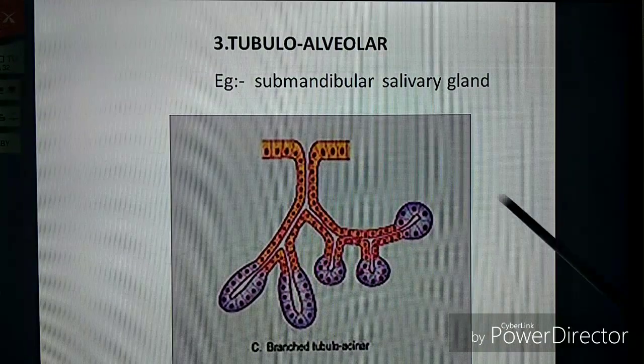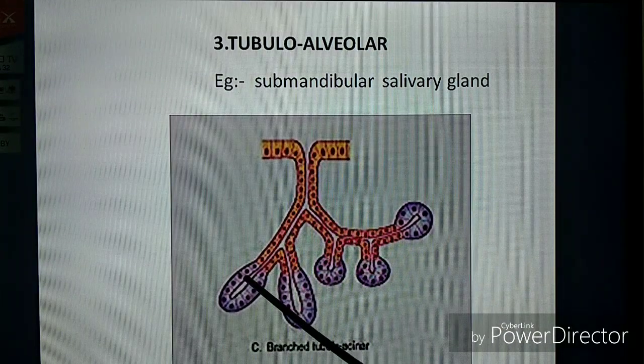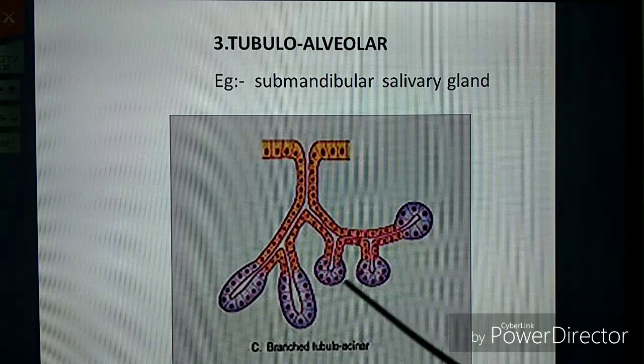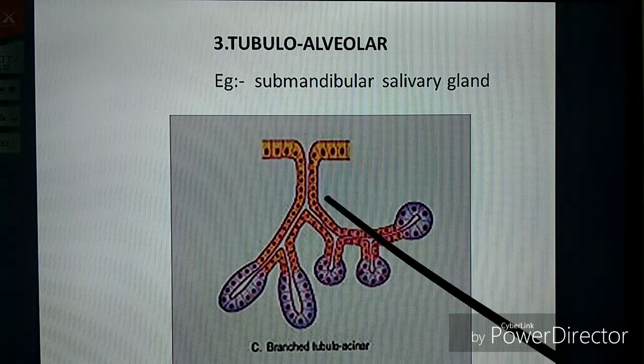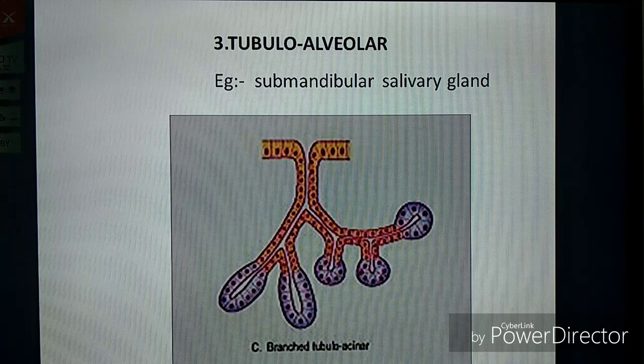The third one I told you: these glands consist of both tubular and alveolar portions in the same gland itself. The example, again, is the submandibular salivary gland, which is a mixed salivary gland.